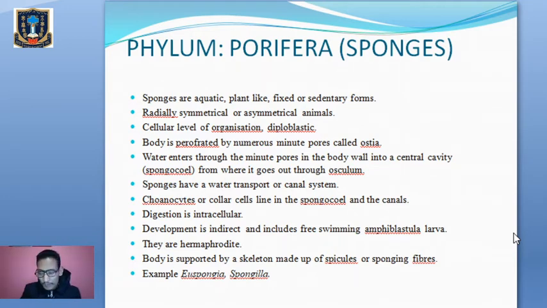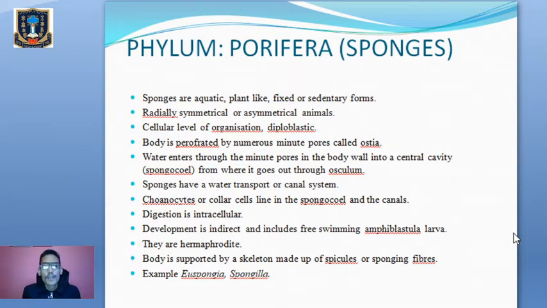So the body of the poriferans contains minute pores which are called ostia. Through these ostia the water enters the body of the sponges into a central cavity, and the central cavity is called the spongocoel, and from the central cavity the water comes out through the osculum. So this type of system is known as the water canal system or water transport system. The presence of a water canal system is one of the most essential features of the phylum Porifera, or of the sponges.